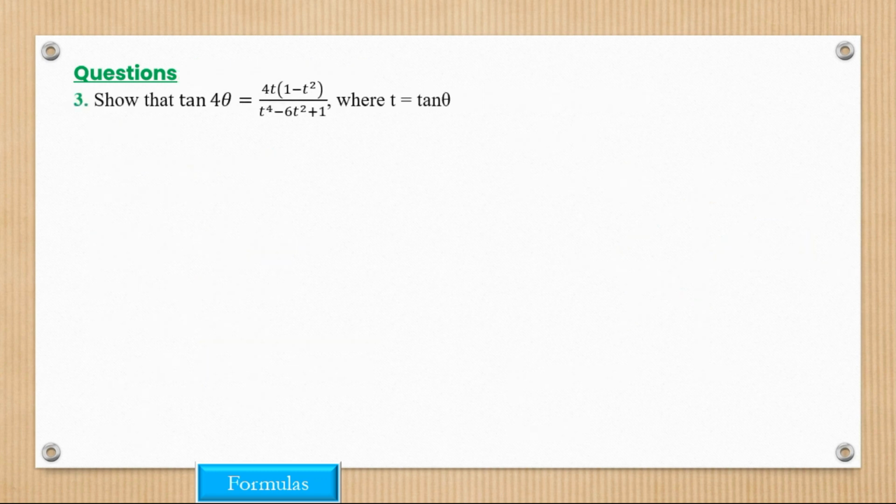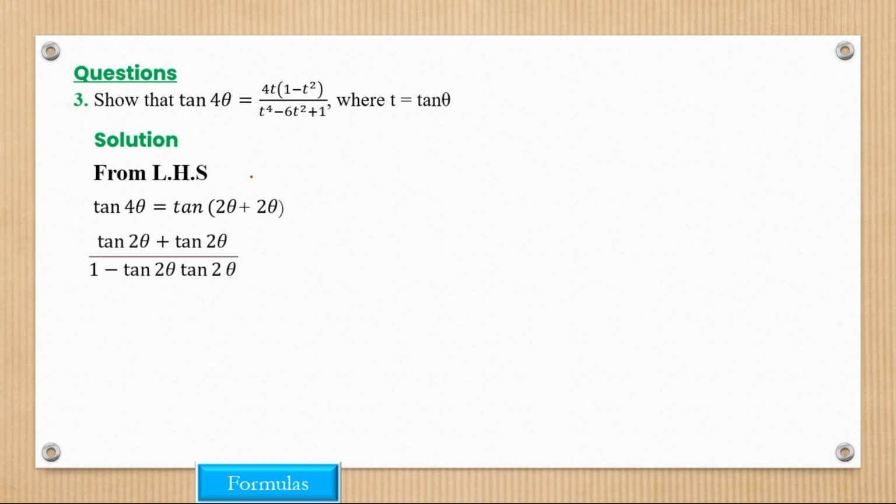Okay, let's look at the next question. So we've been asked to show that tan 4 theta is equal to that, where t is tan theta. So this is an example of a double angle. Actually, it's a double one, where we've been asked to prove that it's equal to that. So what do we do? The first step is to split this into two different angles. So 4 theta is the same as 2 theta plus 2 theta. So from the left hand side, tan 4 theta is tan of 2 theta plus 2 theta. Then when we express this, we end up with that.